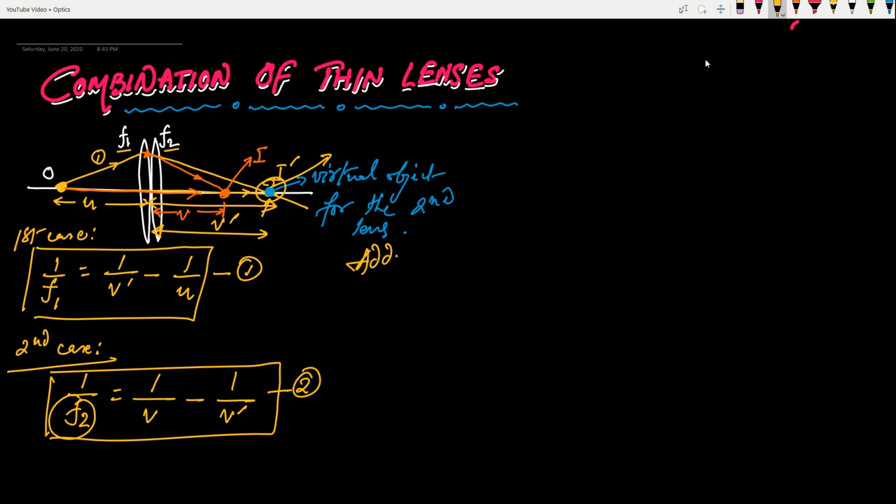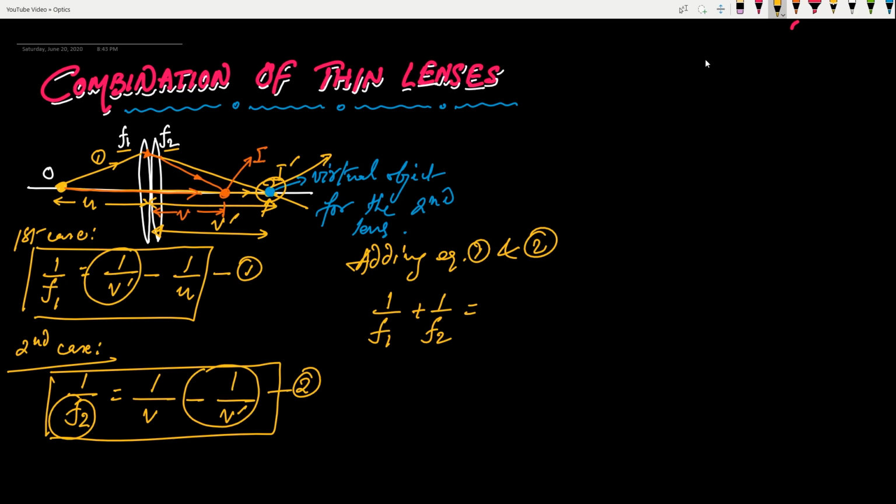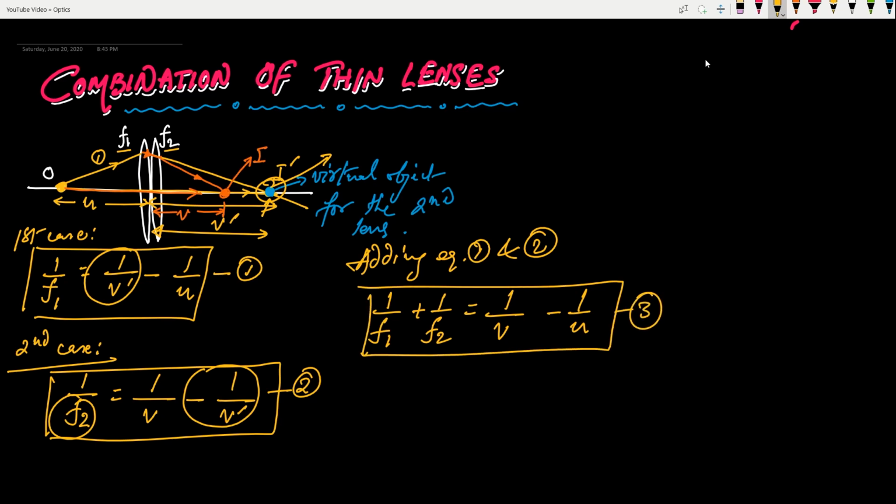Now adding equations 1 and 2, we get 1 by f1 plus 1 by f2 is, if you look carefully, the minus 1 by v dash and plus 1 by v dash will get cancelled out. So we are left with 1 by v minus 1 by u. So this is our third equation. I hope this is clear. Simple, it's very easy. Now what we are going to do is understand this part. This is the final part.